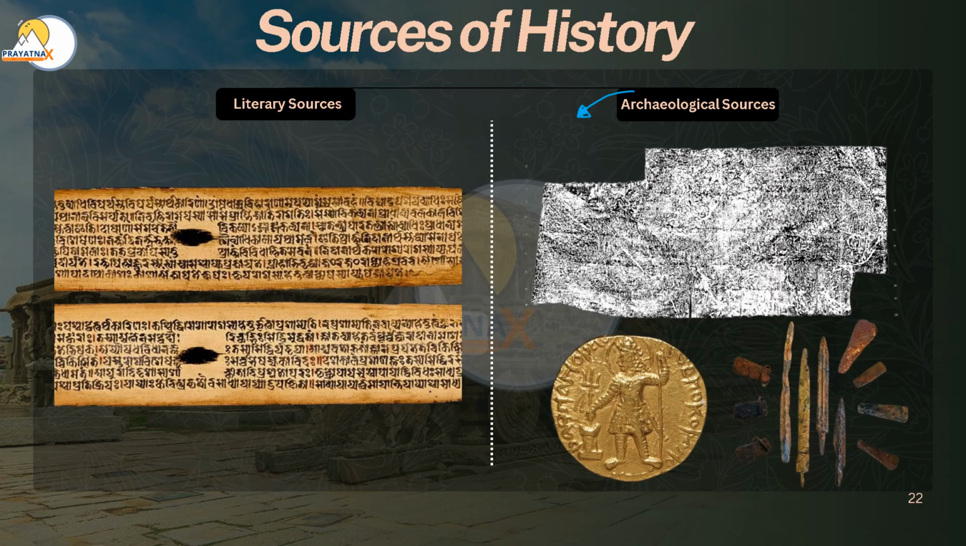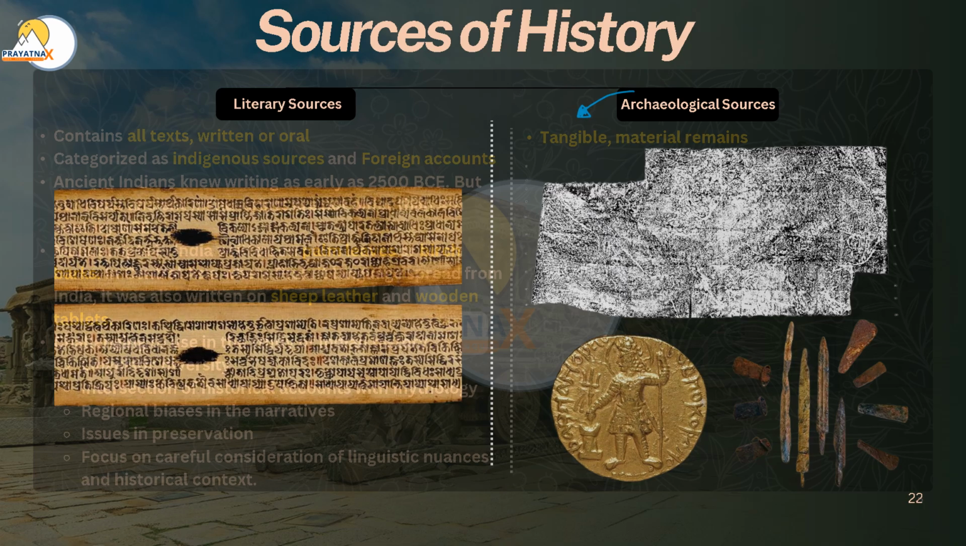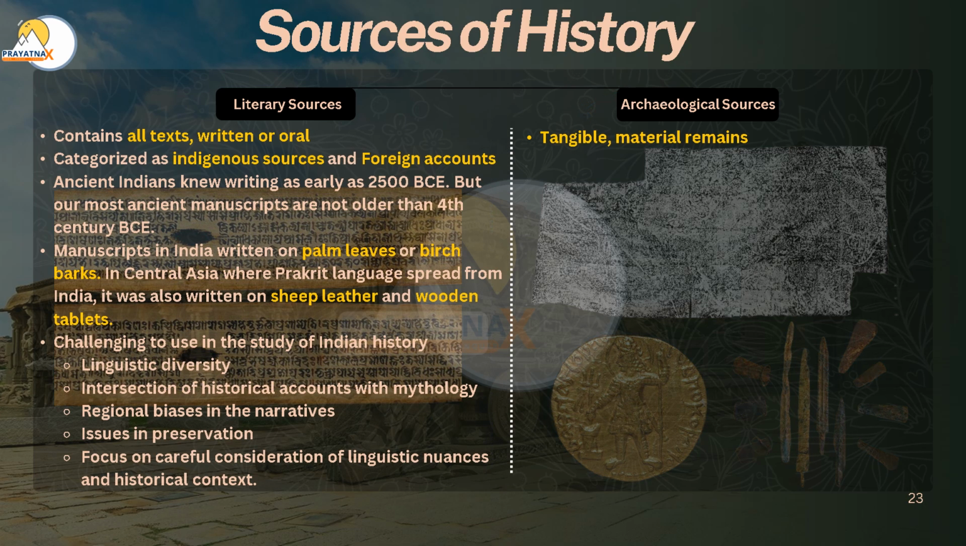Now, if we look at literary sources, it basically includes all text in long or short forms, written or oral. Now, these can be divided into two categories: indigenous sources and foreign sources.